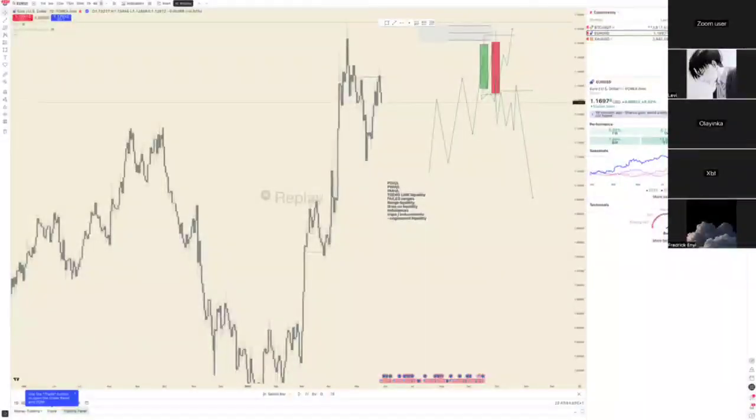So now we're going to focus on trendline liquidity, field ranges, range liquidity, draw liquidity, and imbalances, traps, inducements, engineered liquidity.